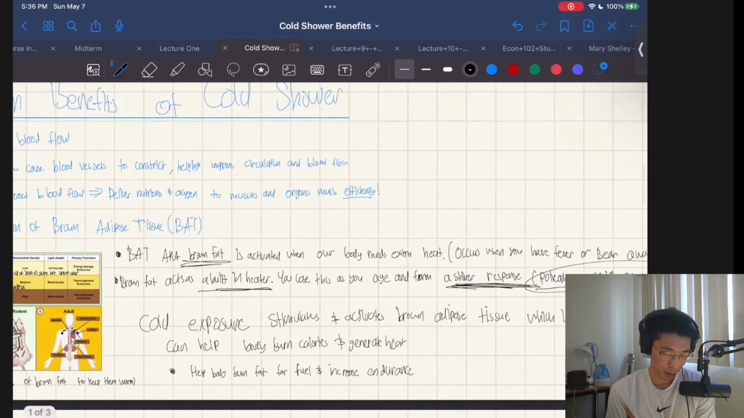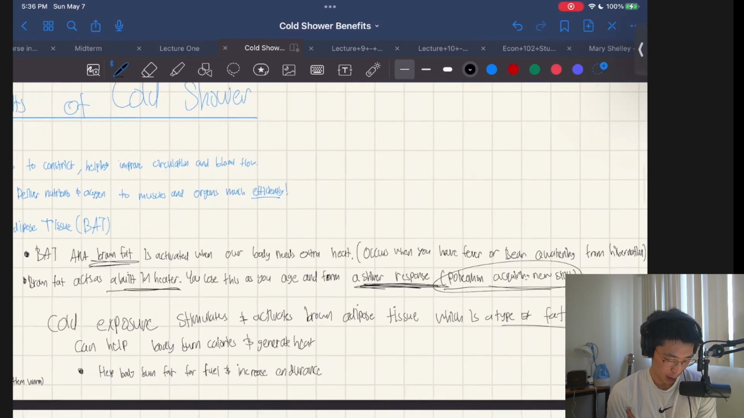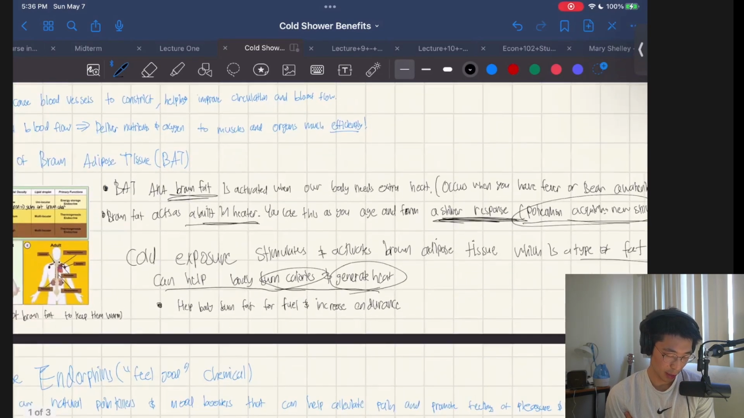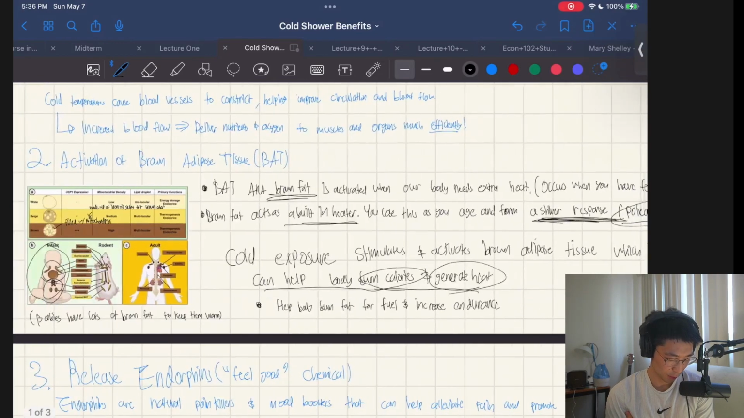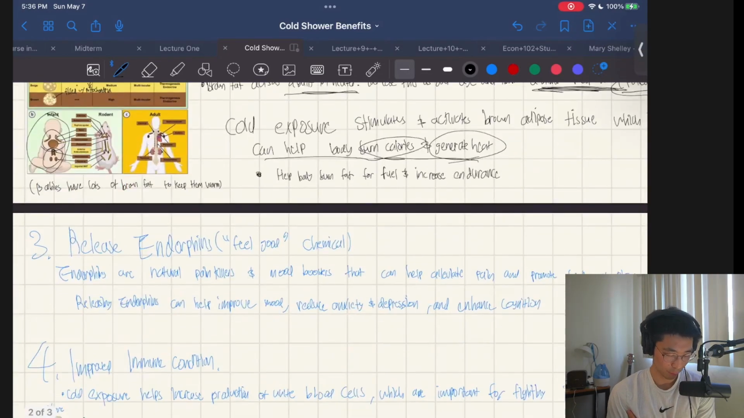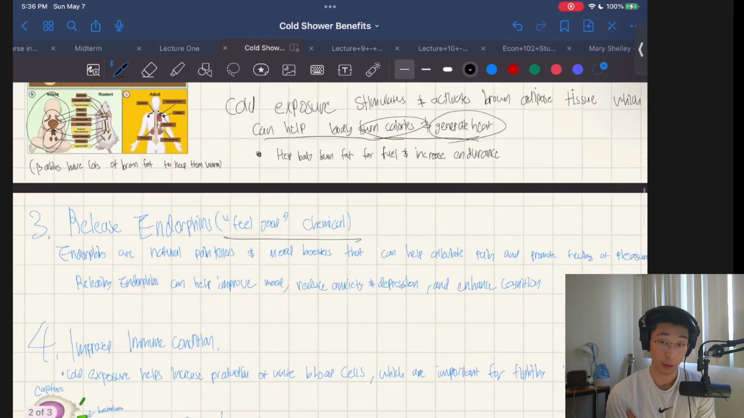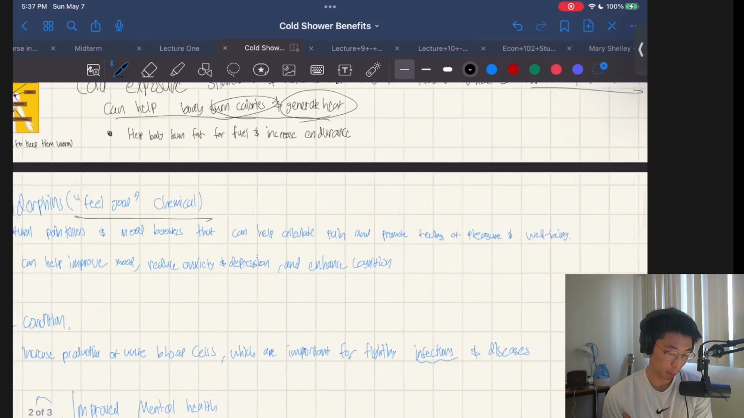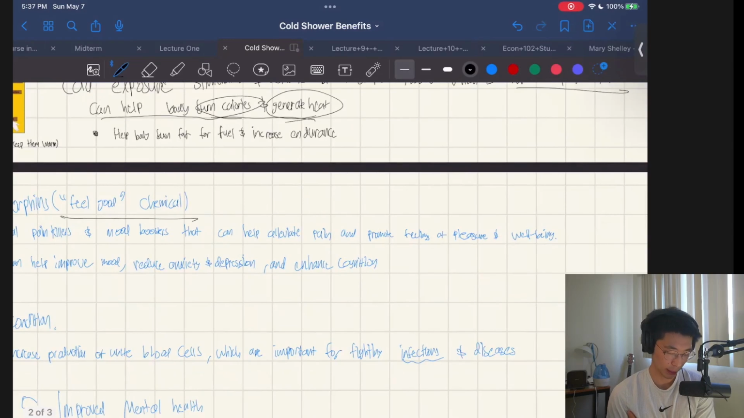Cold exposure stimulates and activates brown adipose tissue, which is a type of fat that can help our body burn calories and also generate heat. It helps the body burn fat for fuel and increase endurance. So that's another benefit. Number three, release of endorphins. These are the feel-good chemicals. You guys probably heard of this in your biology class. Endorphins are natural painkillers and mood boosters that can help alleviate pain and promote feelings of pleasure and well-being.